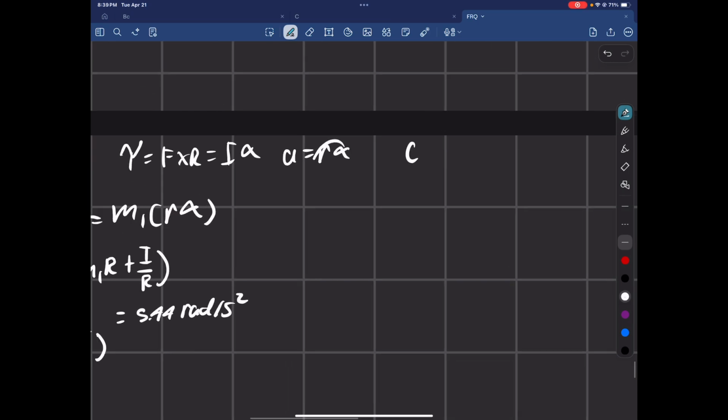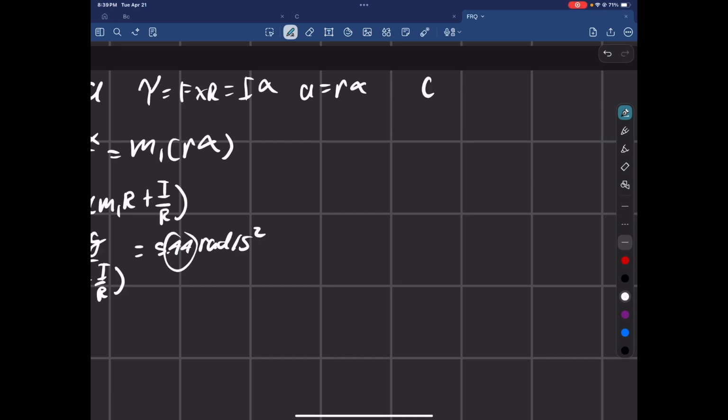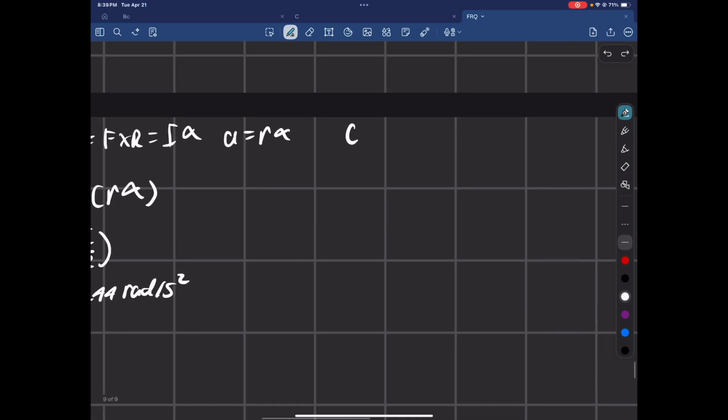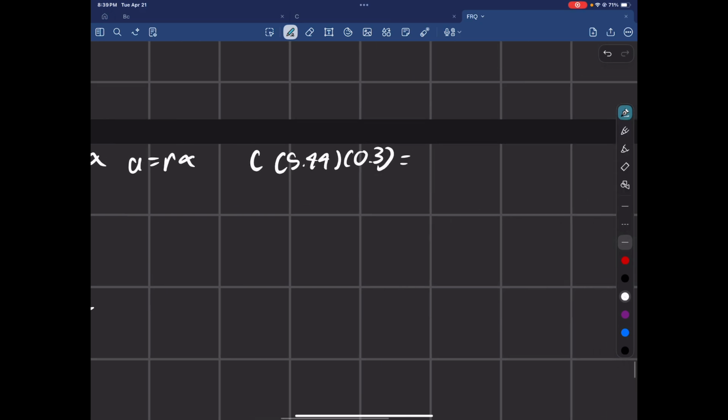And for part C, it asks for linear acceleration. But we already have the formula here, so we just multiply this value by the radius. And we are left with 1.63 meters per second squared.